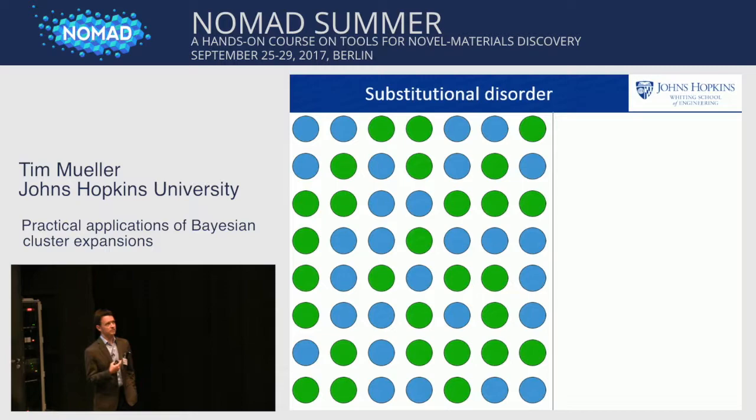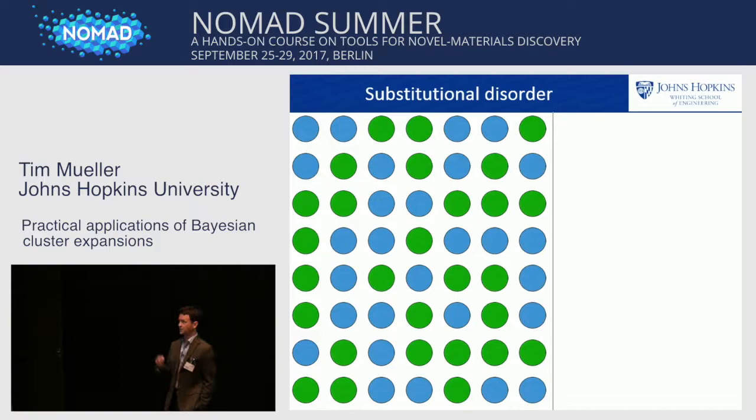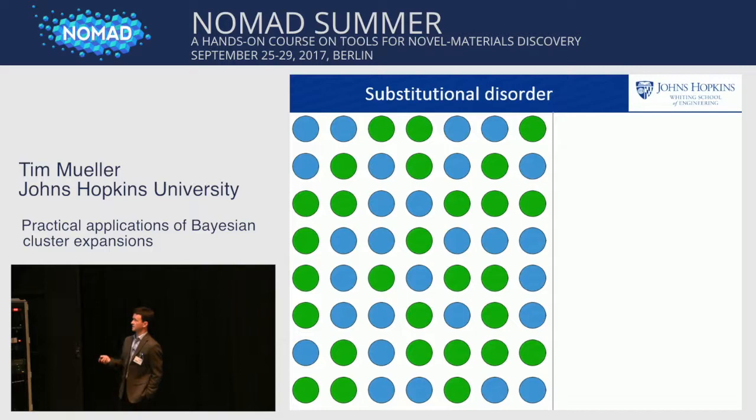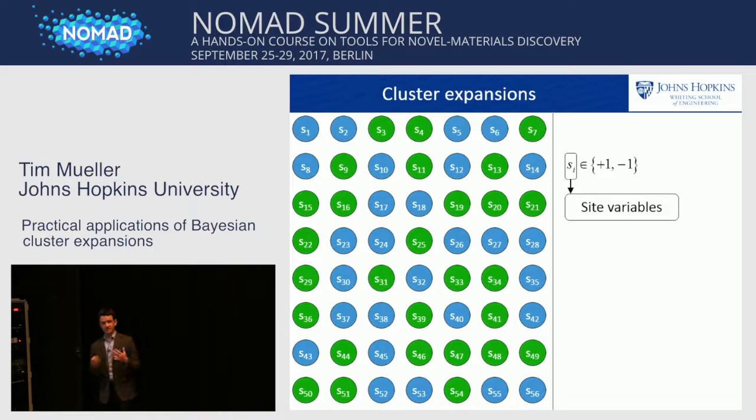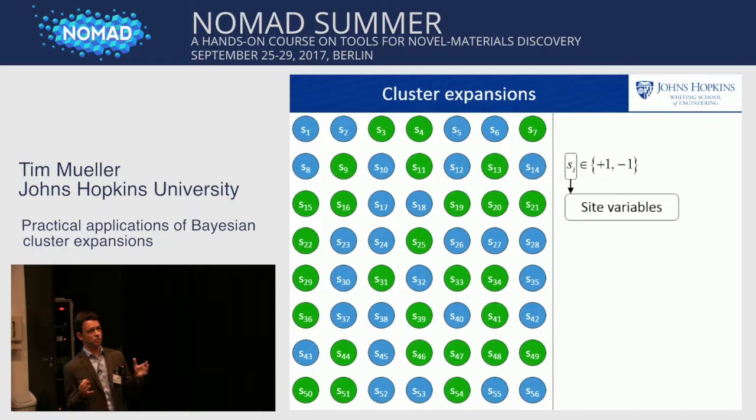So instead what we do is we fit a simplified model to this system known as a cluster expansion. A cluster expansion is basically just a generalized Ising model. We're going to assign what we call site variables to each of these sites, and every site is going to get a value. I'm going to use a simple binary example here; you can generalize this to ternary and higher order systems. Every site is going to get a value of either plus one or minus one.